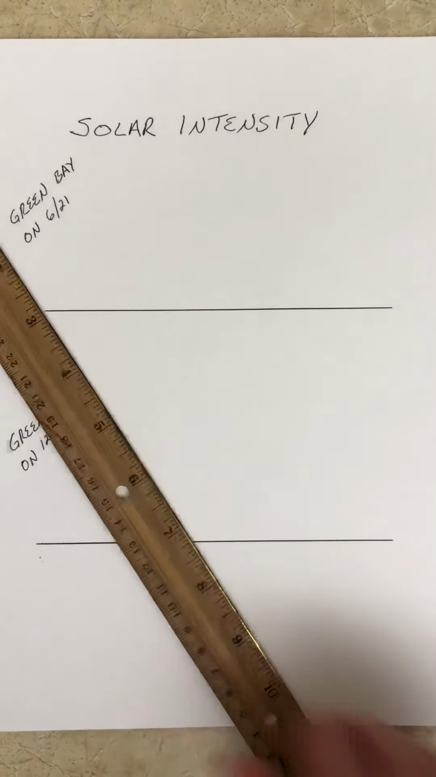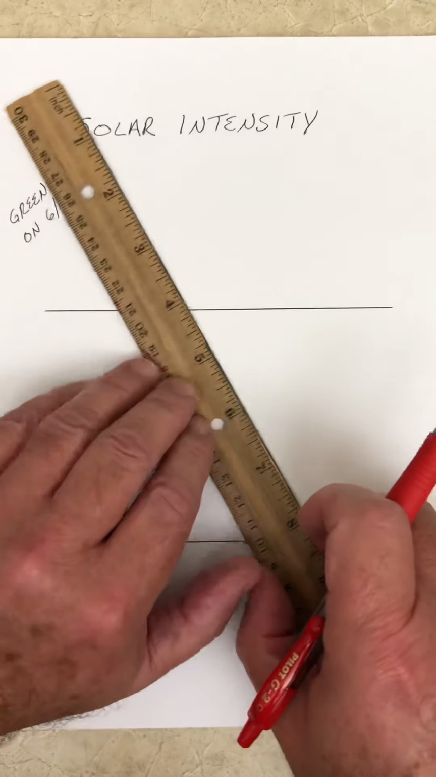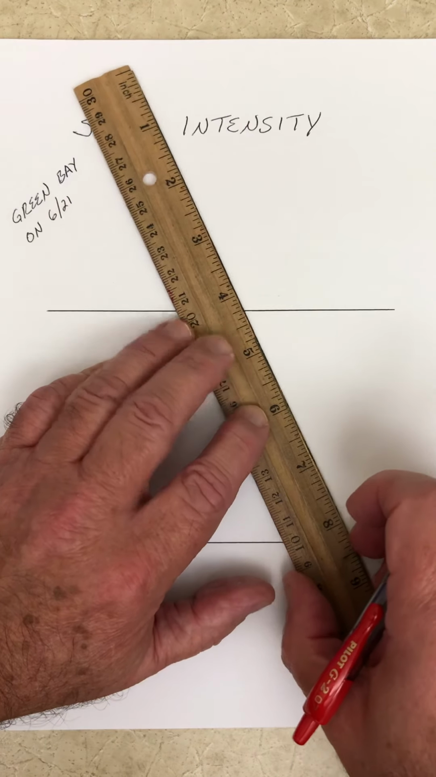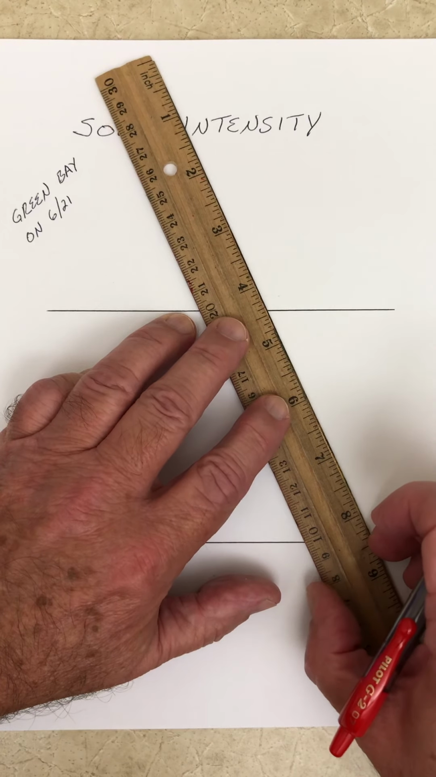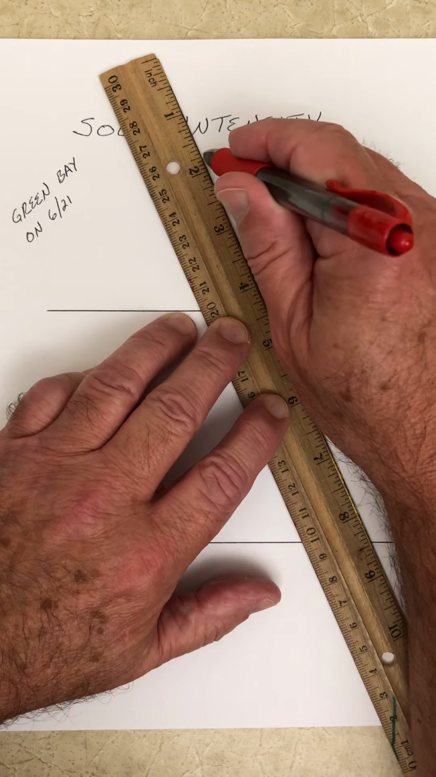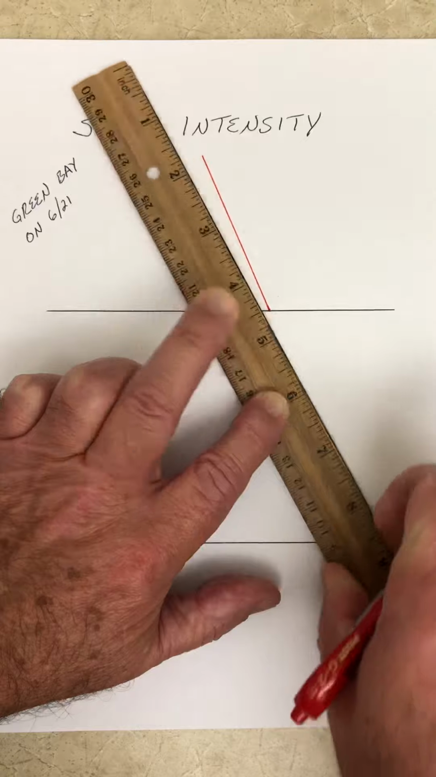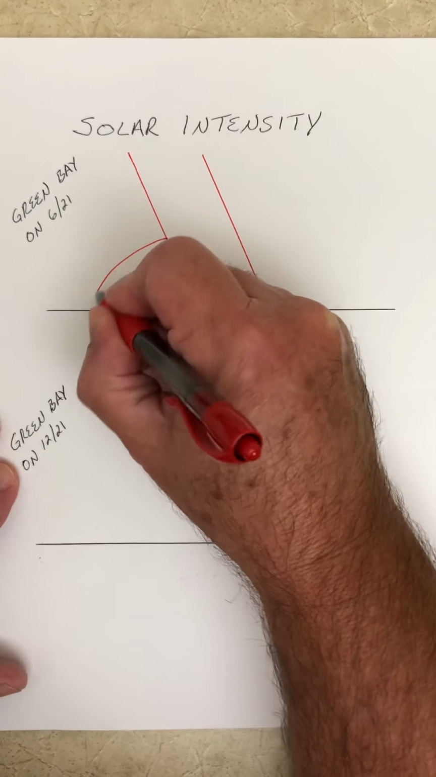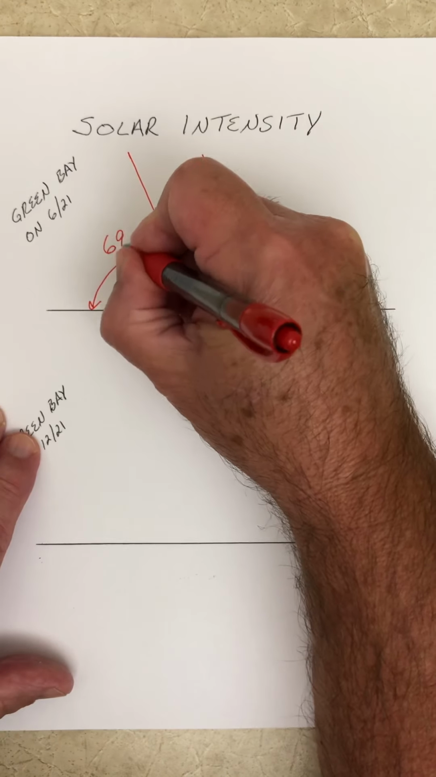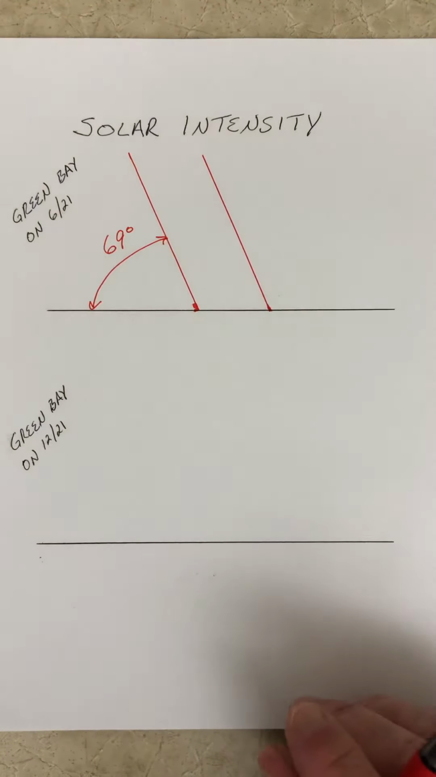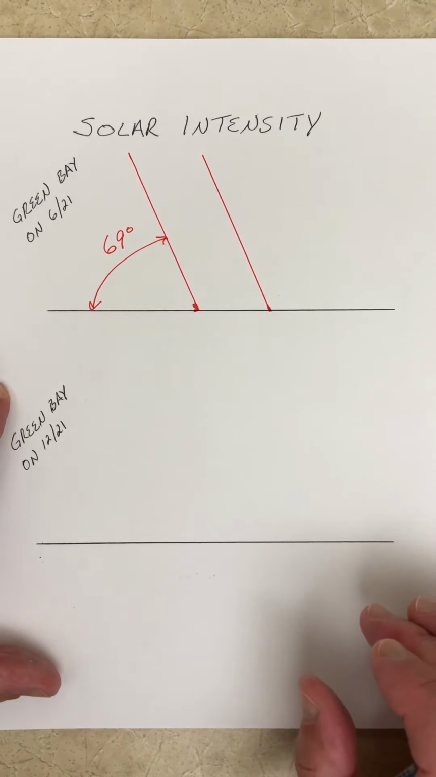You're going to have to take my word for this first part. I've done this calculation many times. We know that the sun angle in Green Bay on June 21st is 69 degrees, okay? So we'll draw a sun ray coming in, striking the earth at 69 degrees. That's the highest sun angle that Green Bay will ever have during the course of the year, and it occurs on summer solstice, June 21st.